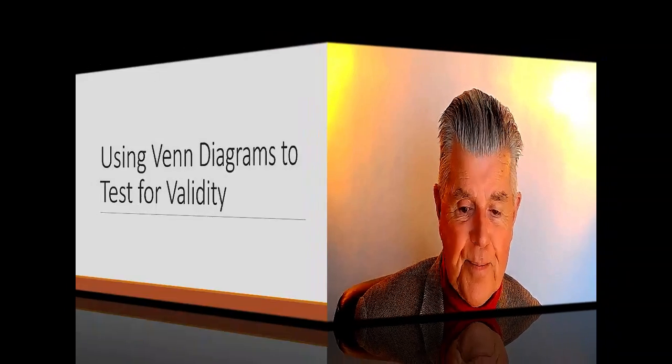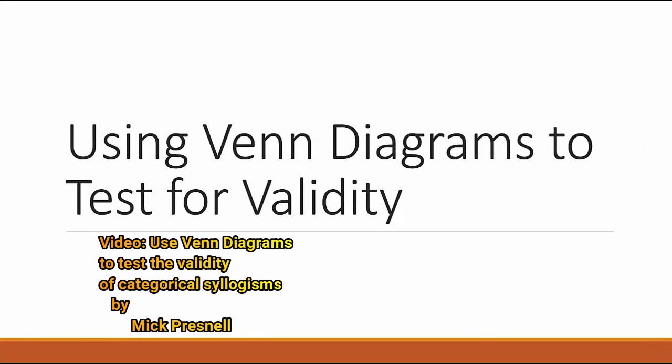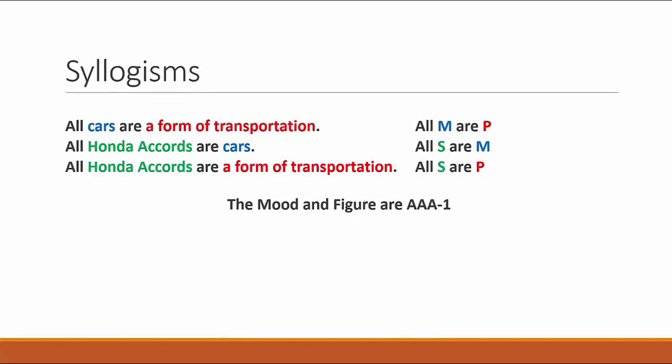Let's take a look. This video will show you how to use Venn diagrams to test the validity of syllogisms. First, a little review of syllogisms and Venn diagrams. Syllogisms are arguments with 2 premises and a conclusion. A standard form syllogism includes a predicate term in the first premise, a subject term in the second premise, and a middle term in each of the premises, and a conclusion.